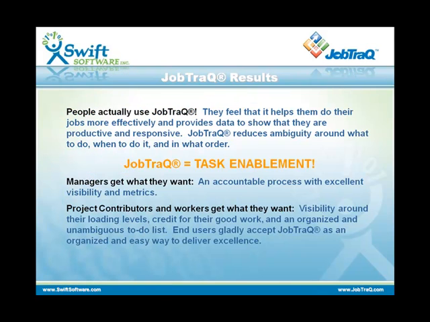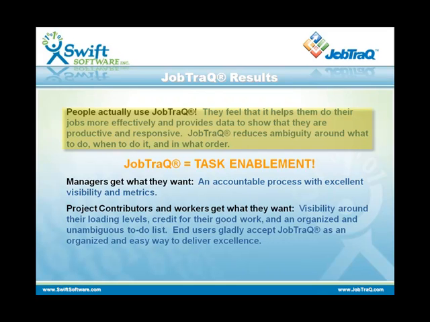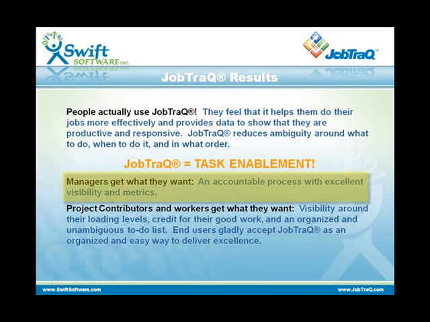JobTraQ equals task enablement. Using JobTraQ, workers feel that they do their jobs better because JobTraQ provides them with an organized task list, task priorities, and visibility around their loading levels. They get credit for good work. Managers appreciate JobTraQ for the accountable process it provides with visibility and metrics.